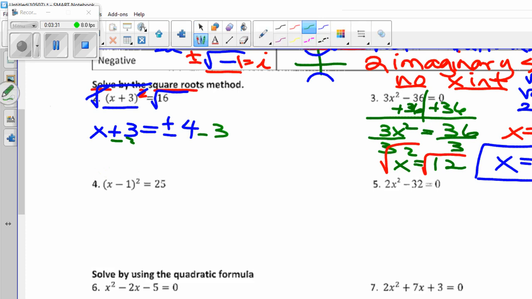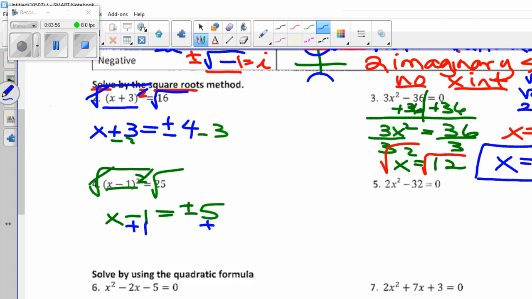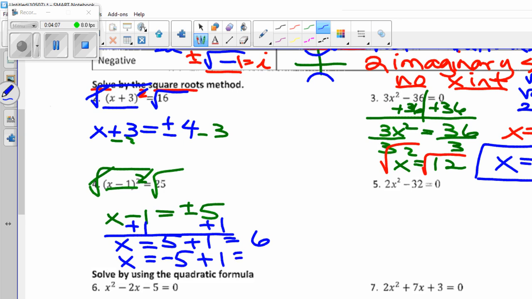All right. Then number 4, let me erase this a little bit. Number 4, again, I've got this whole quantity squared. So what I'm going to do is square root both sides, and that way all that's left is that quantity. The x minus 1 is all by itself. And then I have over here 5, but it would be plus or minus 5 because I'm solving a quadratic. And now I want to get the x by itself, so I'm going to add 1 to both sides. So I get x equals positive 5 plus 1, and x equals negative 5 plus 1. So that equals 6 and negative 4. My two solutions there.